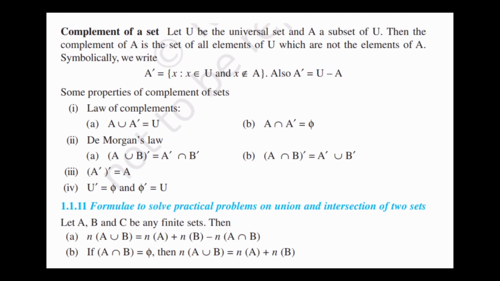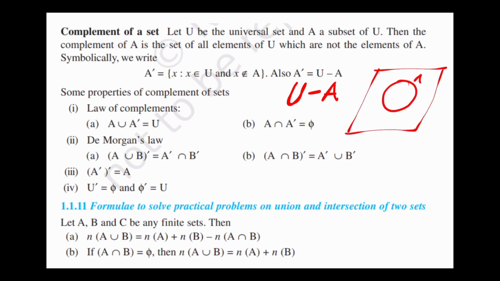Next is complement of A. Complement means from the universal set you subtract it. Let's say A is this set, okay, and this is my universal set. So whenever I ask for A bar, complement is denoted by this bar or dash. It means that from the total universal set you subtract A, whatever you are getting, that is the complement.